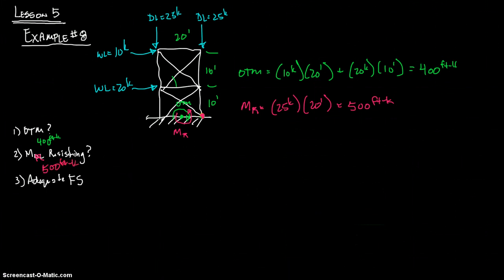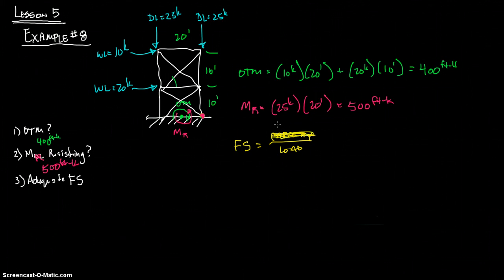All right, and last but not least, adequate factor of safety. And for lack of a better term, factor of safety is what? I'll say, kind of our capacity. In general, capacity is how much can you hold over whatever your load is. And in this case, our load is our overturning moment. Our capacity, or the resistance, or sometimes you could just say resistance over load.